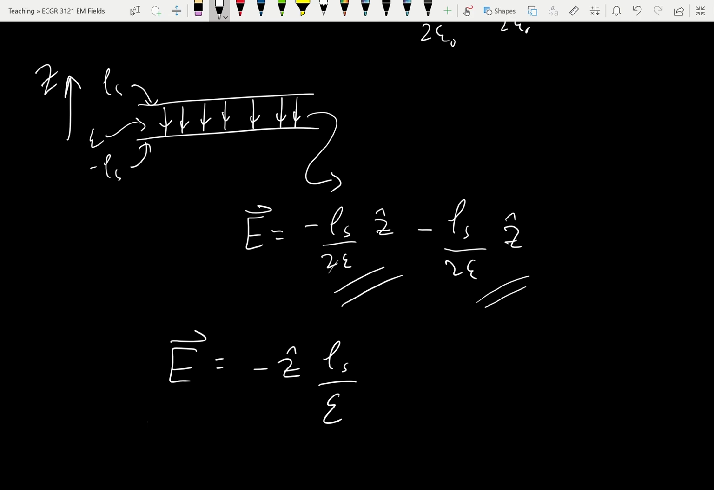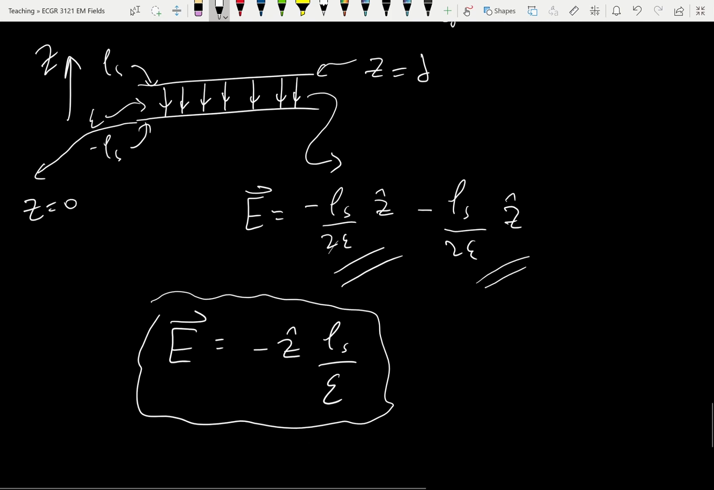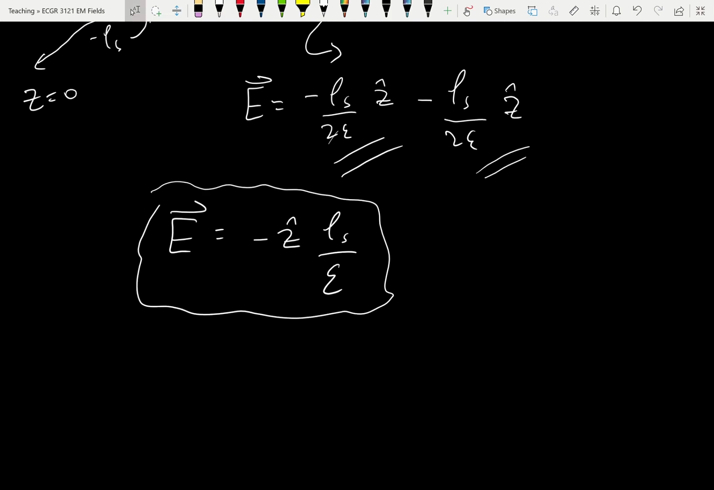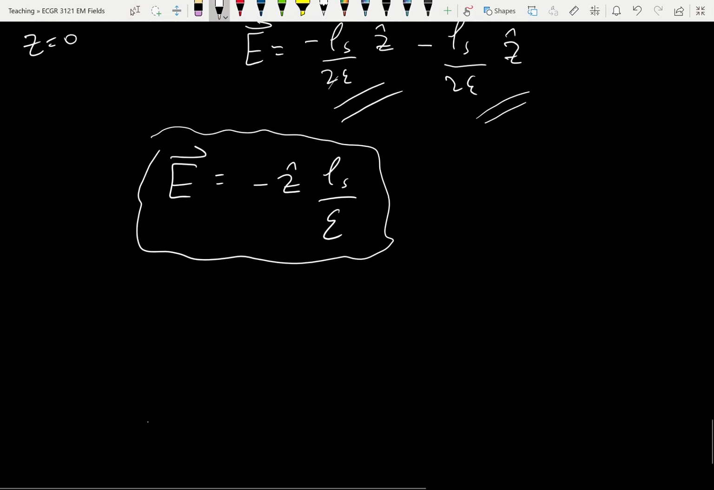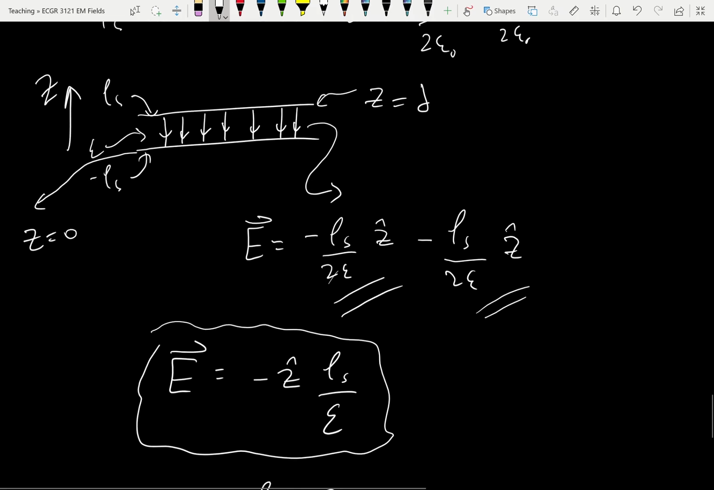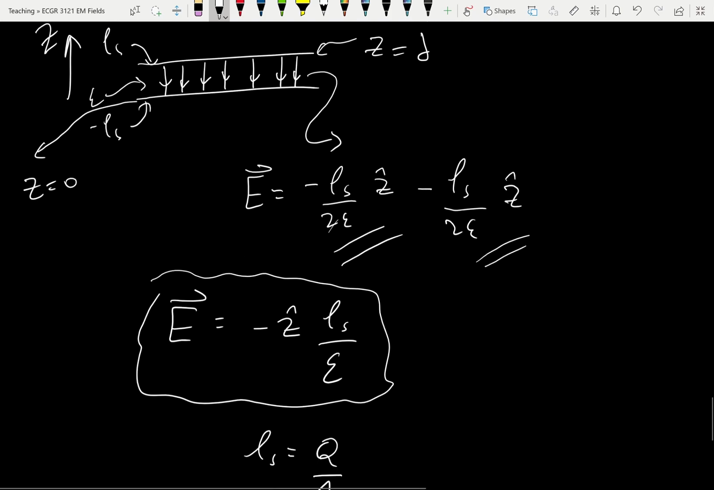Okay. So this is the electric field between the plates. I'm assuming, of course, that Z equals 0 is the bottom plate and the top plate is at Z equals D. Okay, I can put in Q now. What is the total charge, right? Total rho s is just Q over A, where A is the area of the top and bottom plates, right? They should match, so the area should be the same.